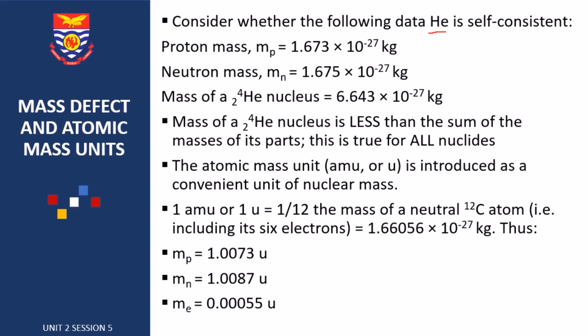The atomic mass unit, which is simply put as the AMU or u, is introduced as a convenient unit for all nuclear masses. It is important to note that 1 atomic mass unit, or 1 u, is equivalent to 1/12 the mass of a neutral carbon 12 atom, and the mass of the carbon 12 atom that is referred to here includes the mass of all its 6 electrons.